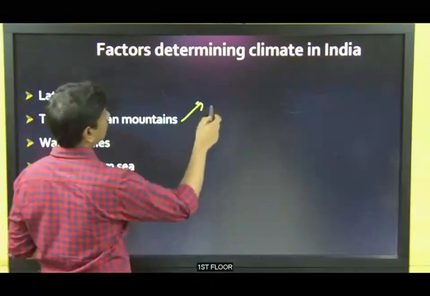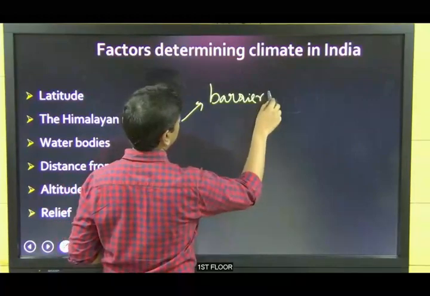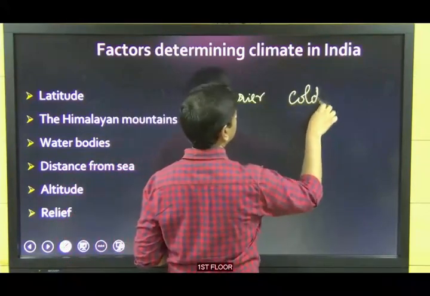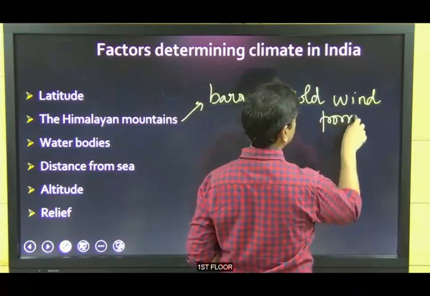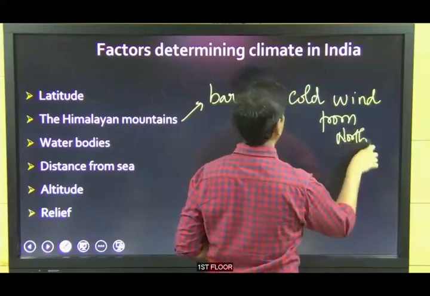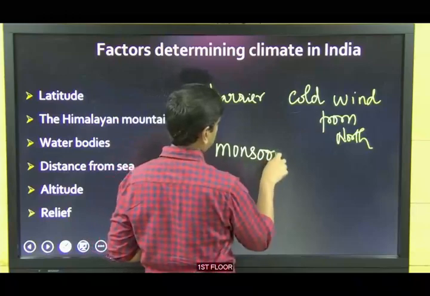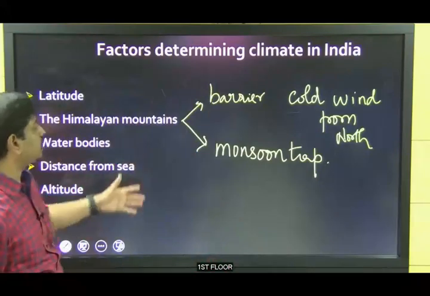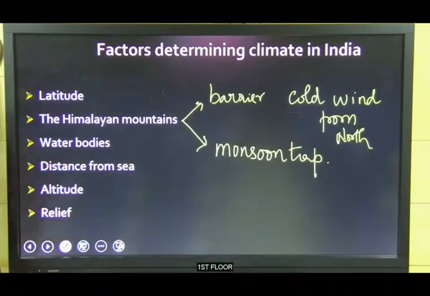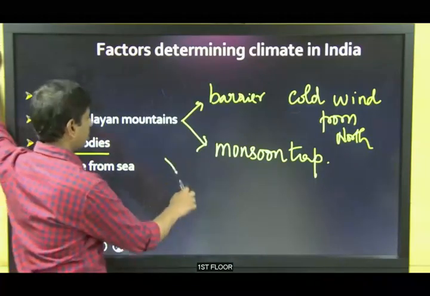One is barrier for cold wind from north. Second one is monsoon trap. Monsoon trap means it blocks the monsoon wind and gives rainfall to the plains, Gangetic plains. Okay, and then the water bodies, the Arabian Sea and the Bay of Bengal.